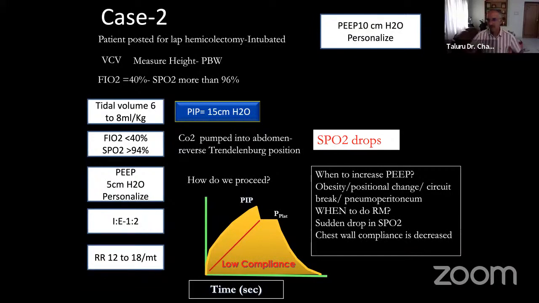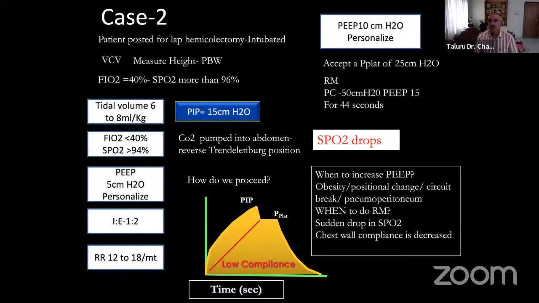If your lung starts expanding and compressing your heart, you may have normal carbon dioxide and normal SpO2, but your lactates will start going up because you are not delivering the oxygen to the mitochondria at the cellular level. So with any intrathoracic pressure increase, always keep an eye on the hemodynamics. That is something you have to accept: a P plat of 25, recruitment maneuver, then you can be comfortable.